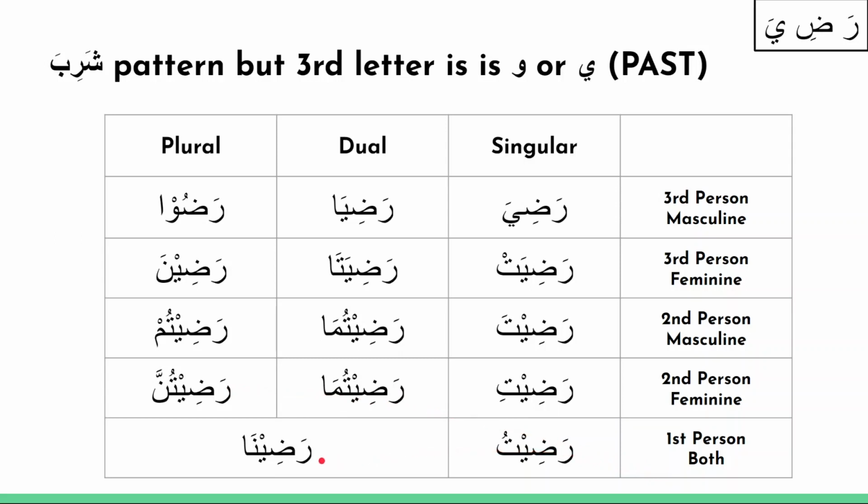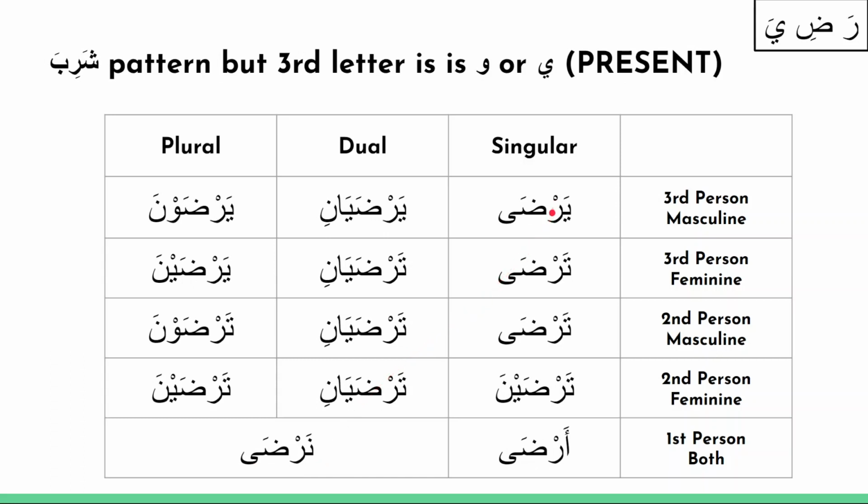Okay. All right, let's go to yarda. So we have yarda, yardayani, yardawna, tarda, tardayani, yardayna, tarda, tardayani, tardawna, tardayna, tardayani, tardayna. So again, notice the same two here. Arda, narda.